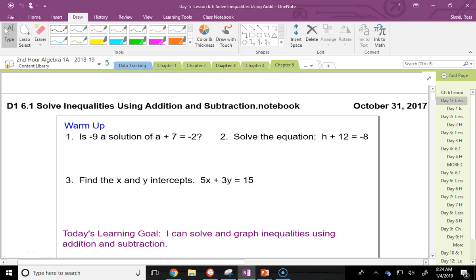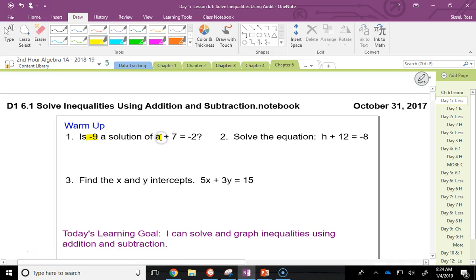All right, so for a warm-up, it says, is negative 9 a solution of a plus 7 equals negative 2? So when they tell us that negative 9, let's see if that was the solution. I know I'm substituting that negative 9 in for a. So the question is, is negative 9 a solution to that equation? What do you think? Yes. You should have shown your work, and you would put in negative 9 plus 7 equals negative 2. And negative 9 plus 7 is negative 2. Because they come out to a true statement, you simply will say yes.